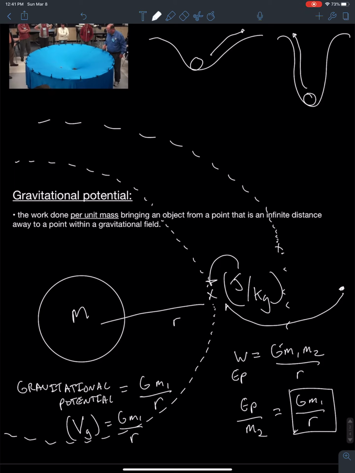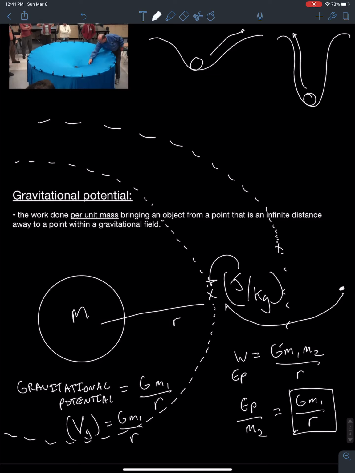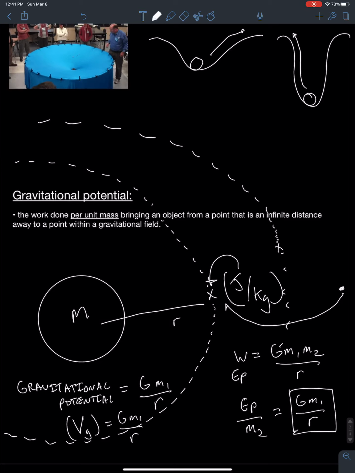And why is that useful? Well, using gravitational potential, I'd be able to calculate the gravitational potential energy of any object at that place just by multiplying the gravitational potential times the mass of an object over there. So we often quantify gravitational fields in terms of gravitational potentials, because it's very, very useful to be able to calculate the work that you have to do to bring an object per unit mass to that place.